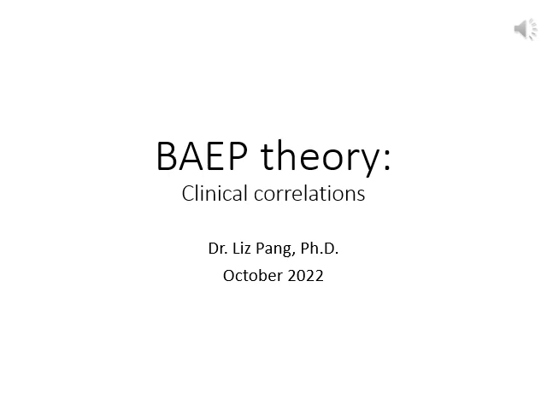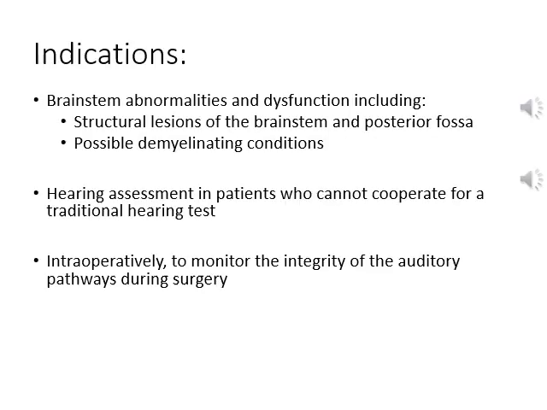This module is on clinical correlations of the brainstem auditory evoked potential. There are several indications for ordering a brainstem auditory evoked potential. These include assessing brainstem abnormalities and dysfunction, including identifying structural lesions of the brainstem, especially within the posterior fossa, as well as identifying possible demyelinating conditions. Please note that with the improvement and advancements in neuroimaging, especially MRI, these techniques are used less often now.